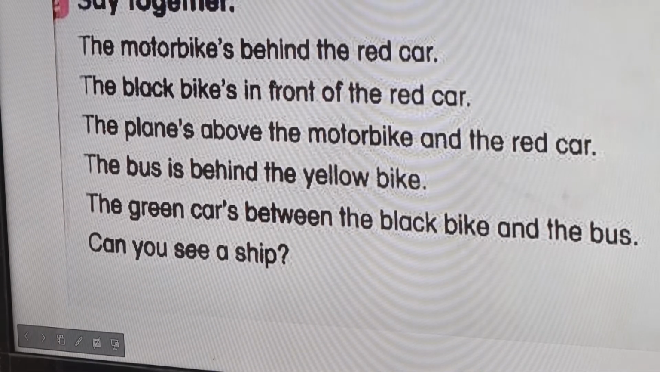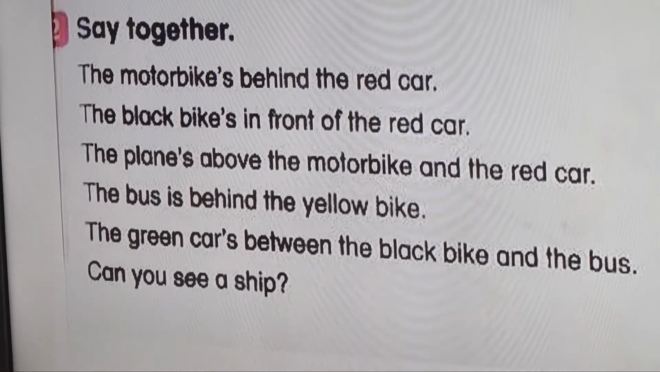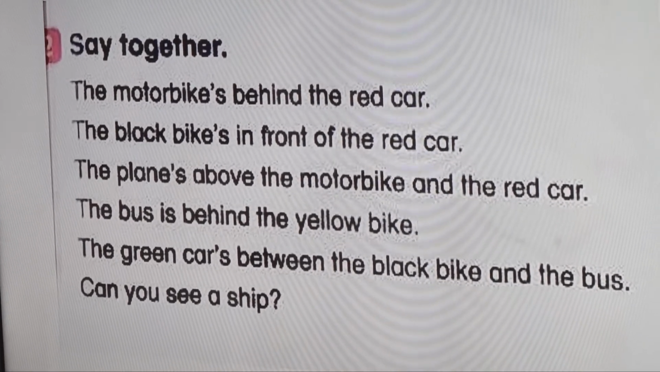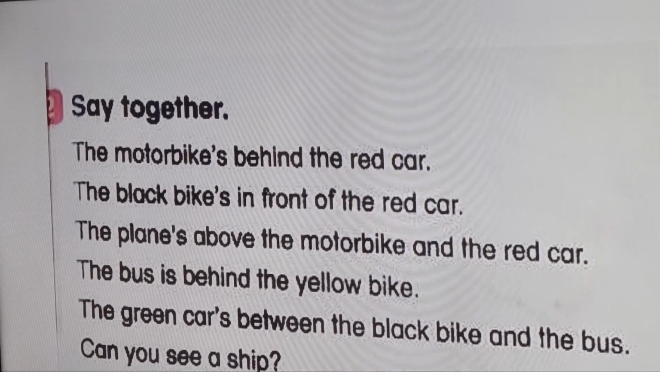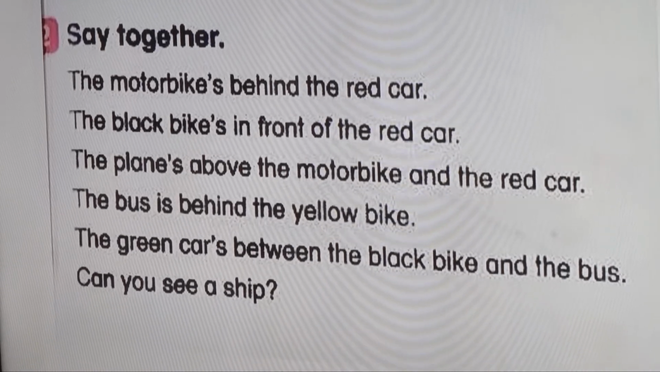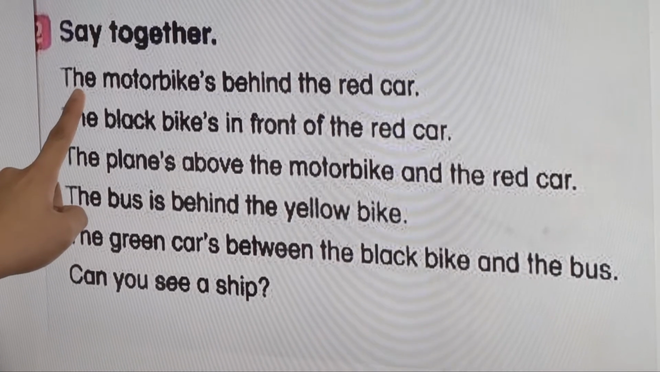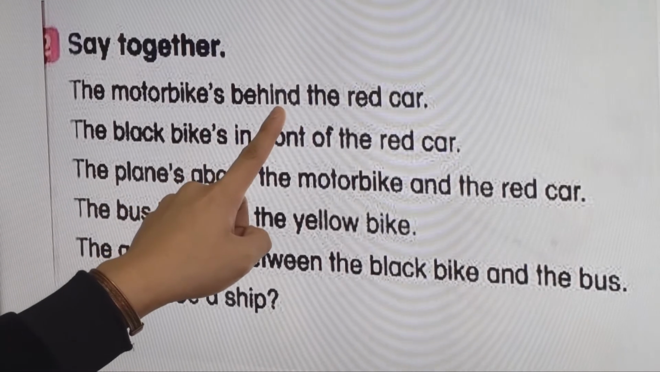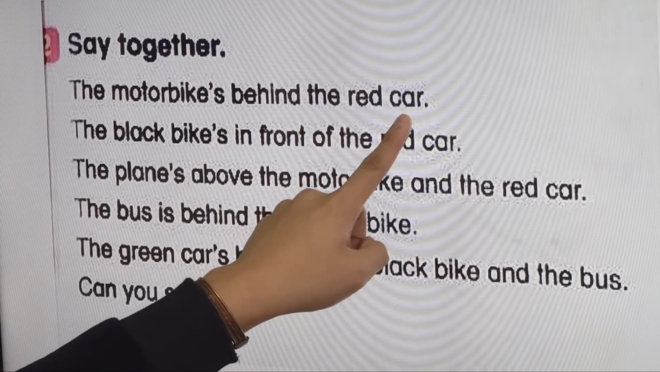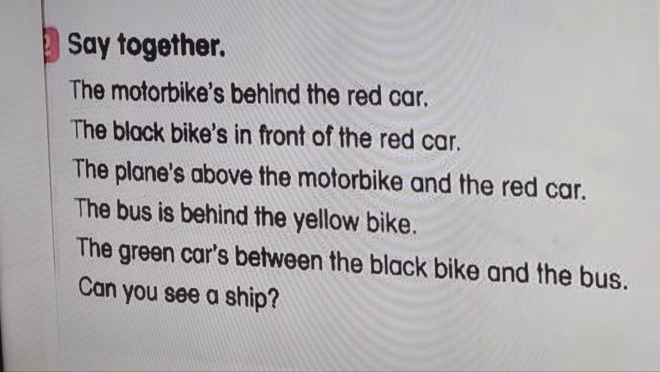Alright, so for part 2, we have to say these words together, these sentences together. So let's try to read them, okay? Read them together and then you try it by yourself. So for the first one, okay, let's read it. The motorbike's behind the red car, okay? The motorbike's behind the red car.